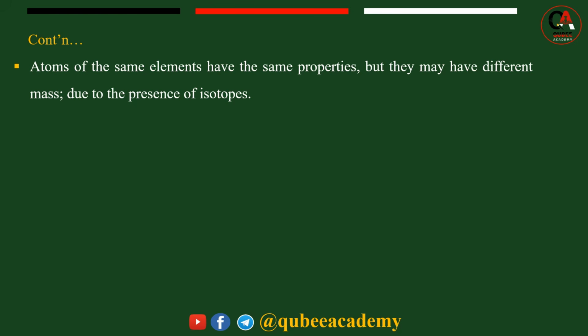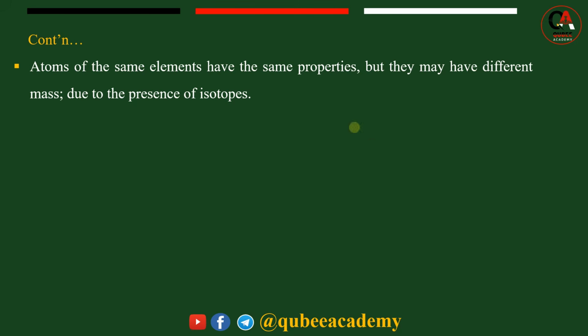Another idea that becomes incorrect is that atoms of the same element have the same property, as John Dalton said. He said atoms of the same element are the same in property and in mass.